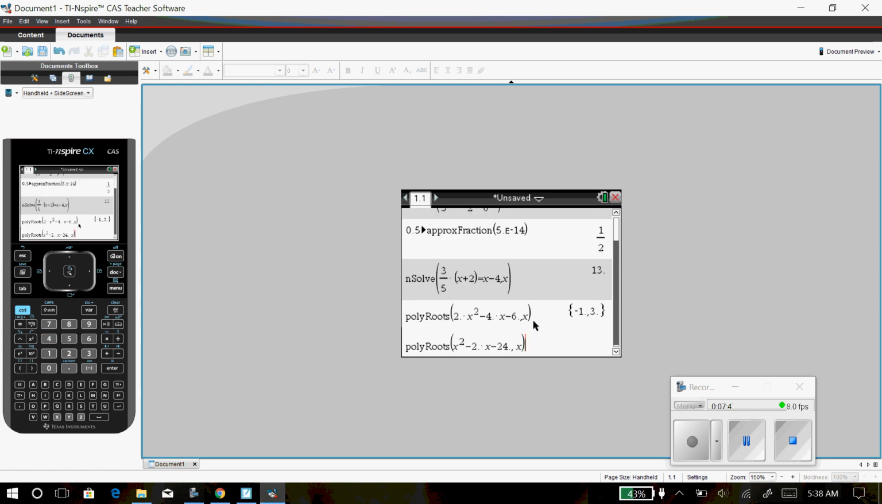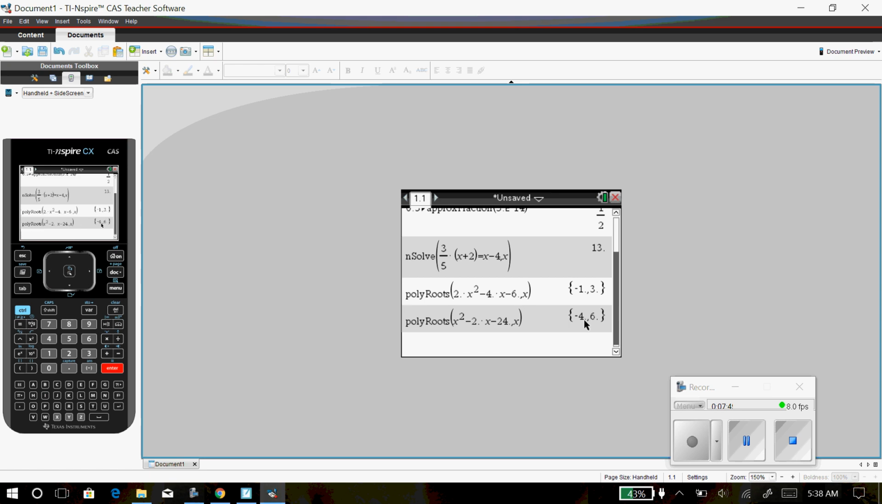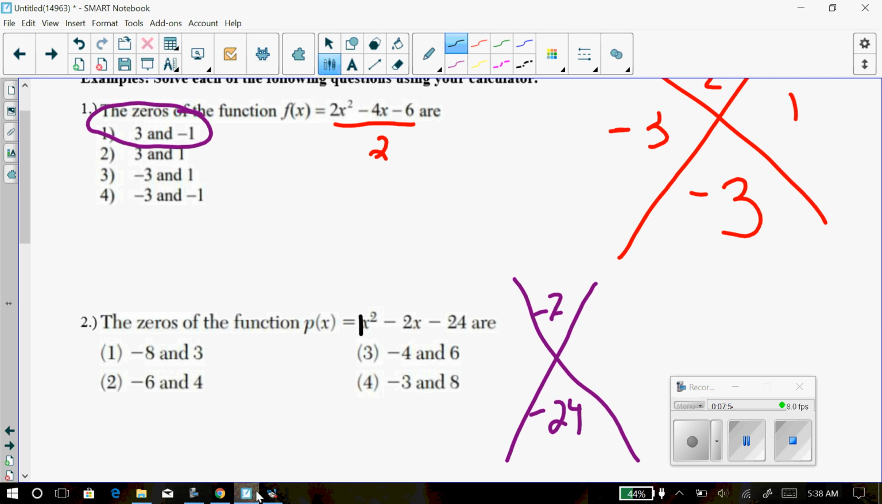Okay. It tells me my answers are -4 and 6, which should have been choice 3. And that's how you solve a quadratic using your calculator. So if you don't remember how to factor using either the slide and divide, the diamond, or the difference of two perfect squares method, you can always do that.